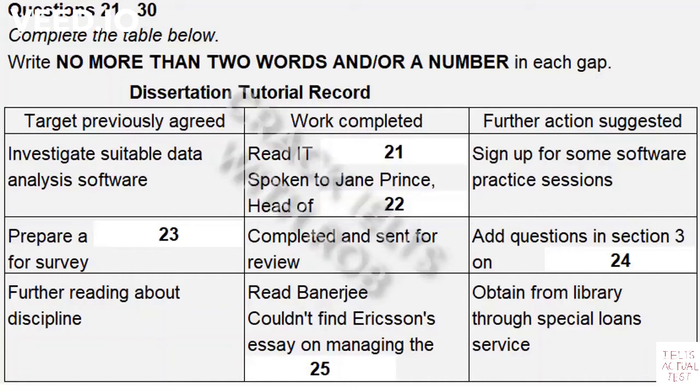Right. And my third target was to do further reading on discipline. Oh, yes. I mentioned a couple of writers, didn't I? Yes, well, I got hold of the Banerjee, and I thought that was excellent, but I'm afraid I didn't manage to get hold of the essays about classroom management. You know, the ones by Simon Erickson. The bookshop said it was out of print, and the library doesn't have a copy. Oh, right. And I'm afraid I've lent my copy to another student.